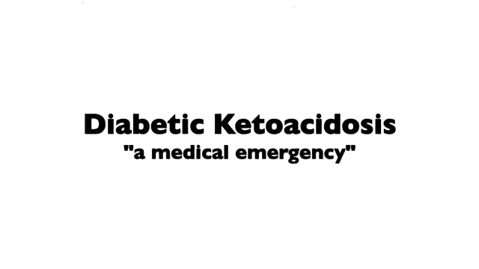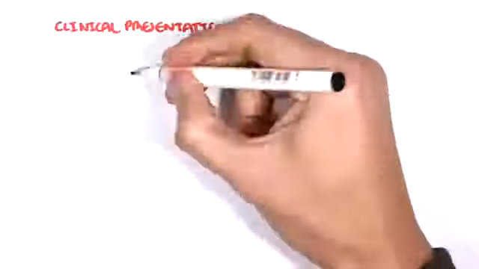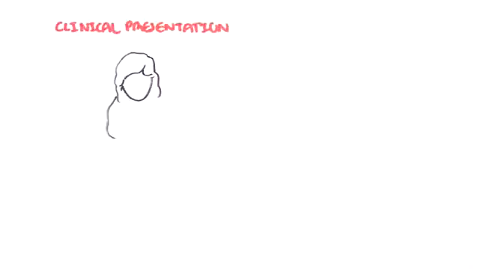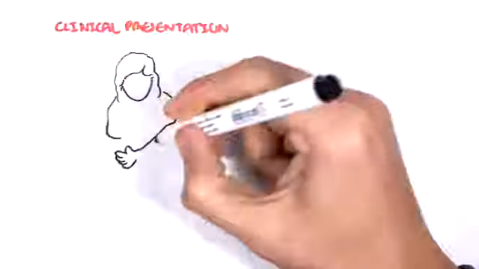Hello, in this video we're going to talk about diabetic ketoacidosis. This is an introduction and overview. It is important to know that diabetic ketoacidosis is a medical emergency, especially in type 1 diabetic patients. But it is known that it can also occur in type 2 diabetes.